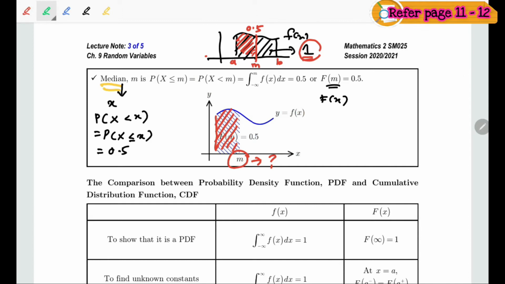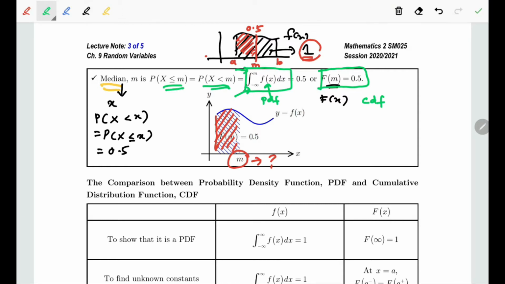So in order to find out the median, it should be written as F(m) = 0.5 if you are using the CDF, or if you are using the PDF, you need to integrate from negative infinity up to m for the function f(x), which is the PDF, or you can write it in this form. This is just notation.